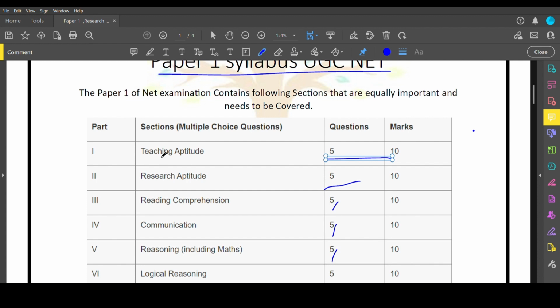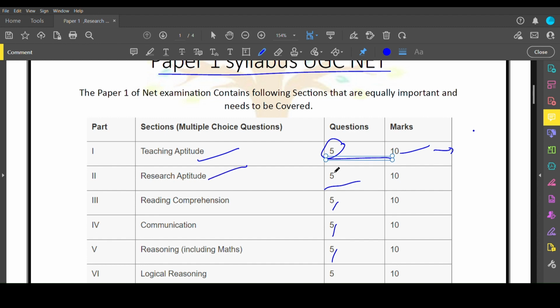So the first section is teaching aptitude. In the coming videos we will be discussing teaching aptitude, from which there are 5 questions of 10 marks. I have already made a PDF on this section, and we will be coming with that in the upcoming videos.